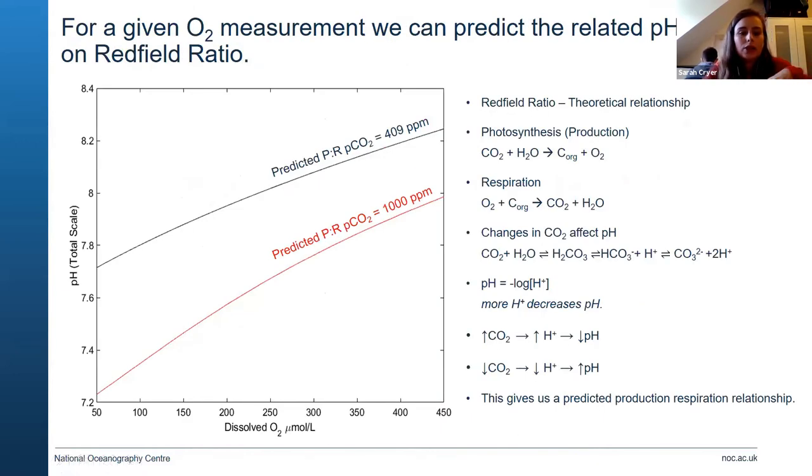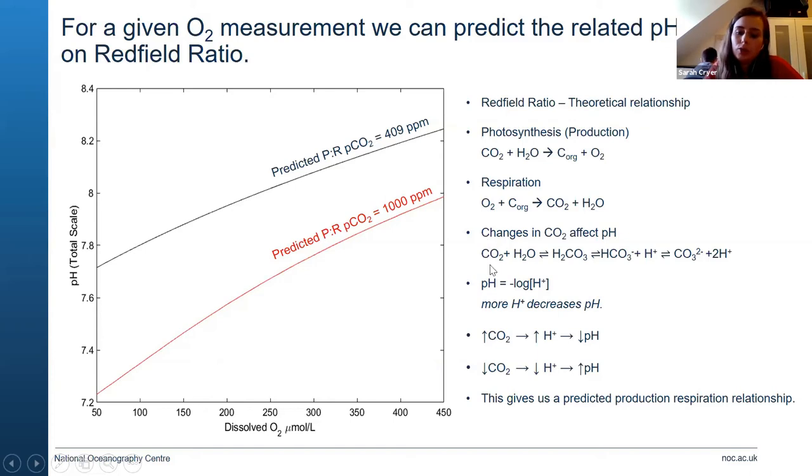So then we can start to look at how this pH and oxygen might relate to one another. For a given oxygen measurement, we can estimate pH based on the Redfield ratio, which is a theoretical relationship between carbon, oxygen, nitrogen, and phosphorus. So for a given amount of oxygen, we can predict the carbon that will be produced, and this will be the pH. During the day, photosynthesis occurs, CO2 is consumed and oxygen is produced, which will increase our oxygen throughout the day. Also during the day, respiration occurs, but at night there's only respiration. So oxygen is being consumed and producing CO2. And this CO2 that is increasing and decreasing throughout the day will change the pH.